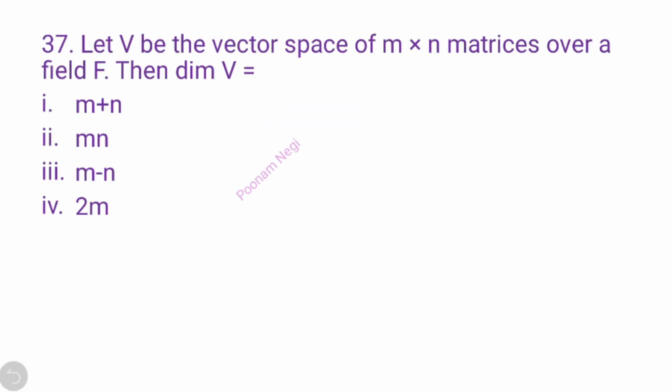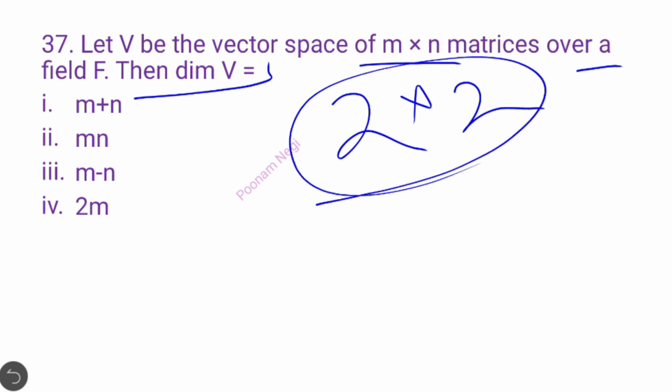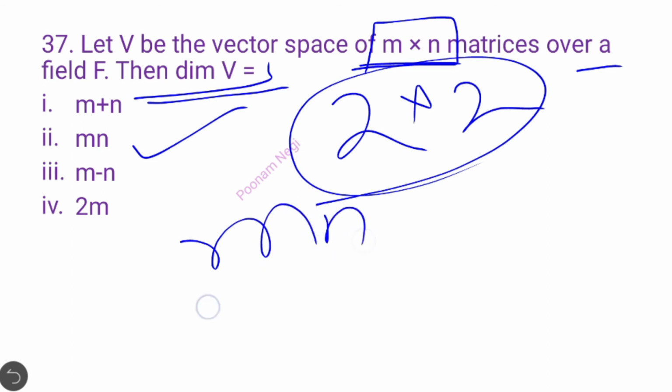Next question: let V be a vector space of m cross n matrices over a field F, then the dimension of V is... Initially we solved a question where we had a matrix of 2 by 2 order. We have seen the standard basis for that kind of matrix, and that's why we know that for m by n matrices over a field, the dimension of V will always be m into n. The correct answer is mn.